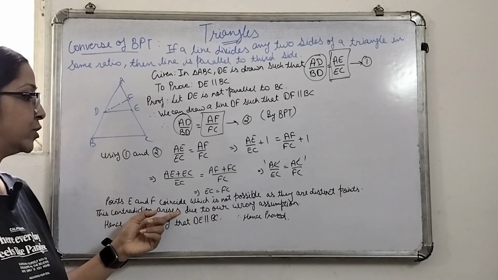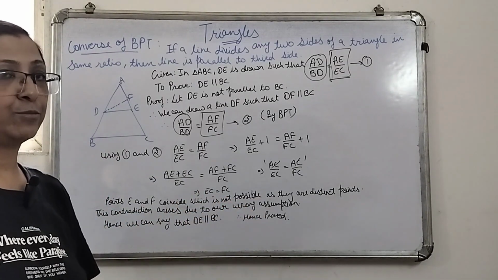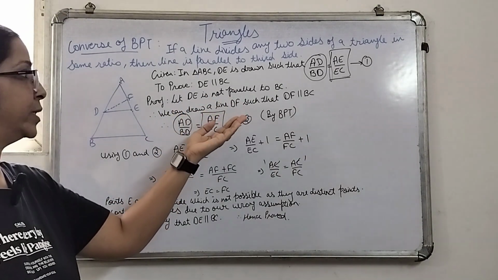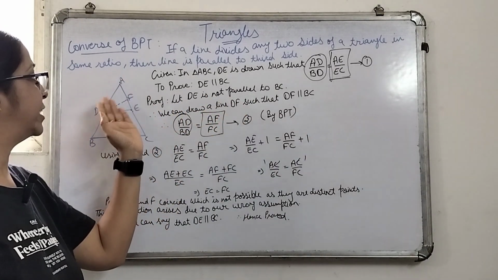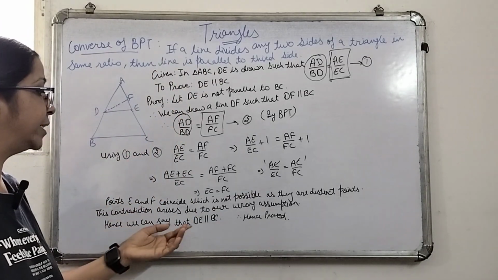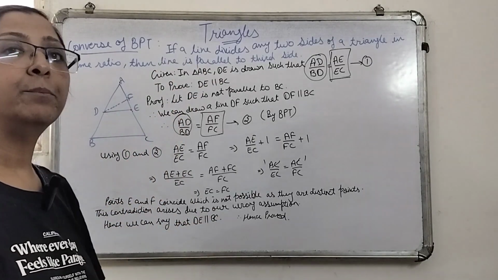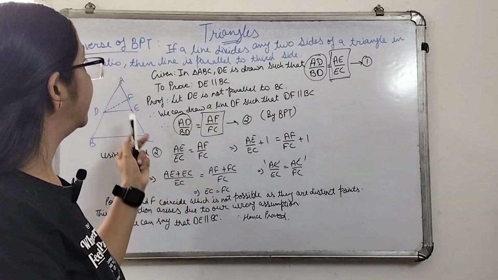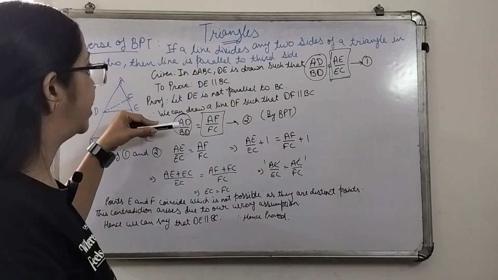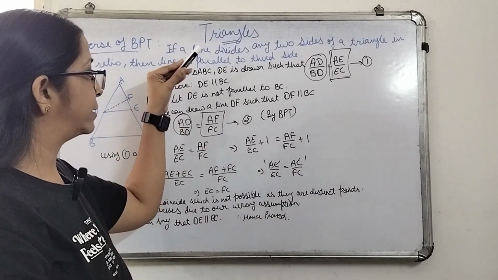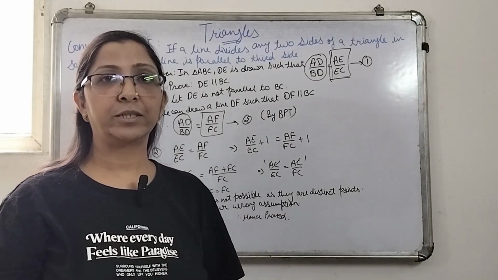So this contradiction arises due to our wrong assumption, which we had assumed, that DE is not parallel to BC, and we draw another line DF which is parallel to BC. This assumption was wrong. Basically DE is parallel to BC and hence proved. So this is how we can prove, by assuming that whatever we have to prove is not correct.